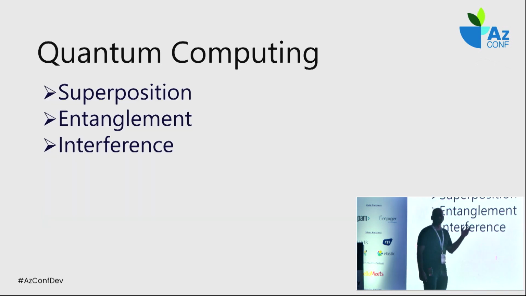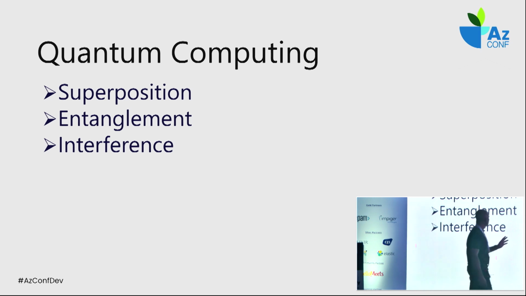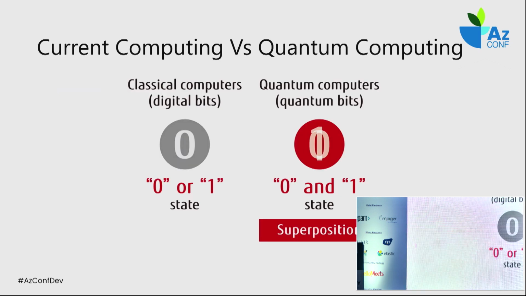Okay. So these are the three words I was talking about: superposition, entanglement, and interference. Superposition. Before that, we'll understand what it is.